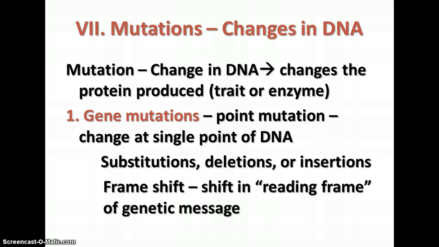There are two main kinds of mutations. One kind is a gene mutation. The other kind is a chromosomal mutation. We'll talk about each one. Gene mutations are often called point mutations because the change occurs at a single point in the DNA. This includes substitutions, deletions, or insertions of one or a few bases.